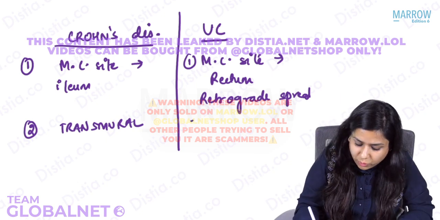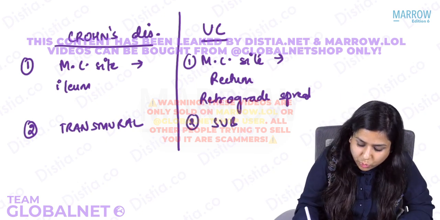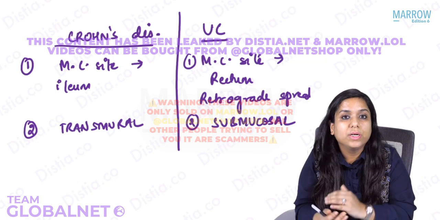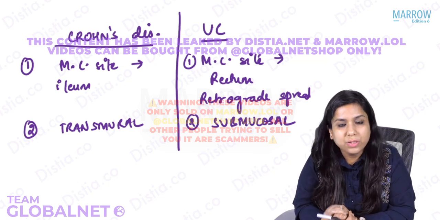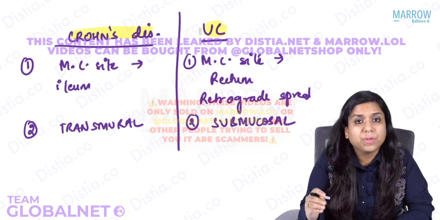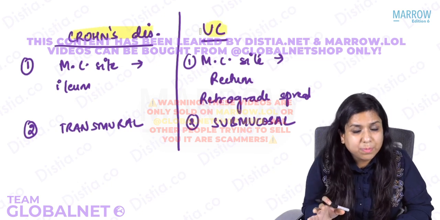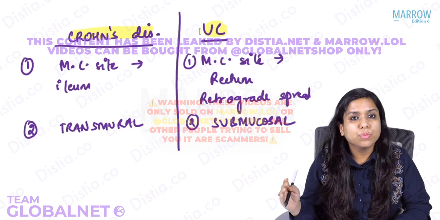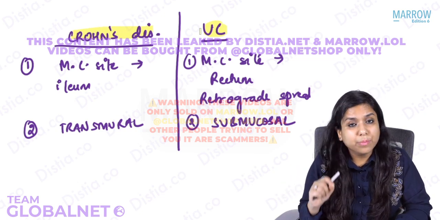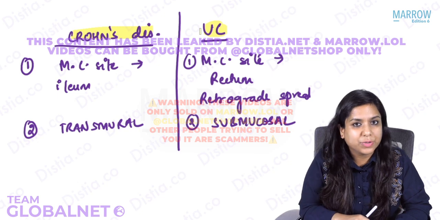Whereas ulcerative colitis is submucosal. It will involve only till the submucosa, not below that, only till the submucosa. Understood? Easy story? Okay. This is the difference between Crohn's disease and ulcerative colitis, basic. And at the end of this module, I'll give you a very important and high-yield table of the important differences between both these disorders, right?